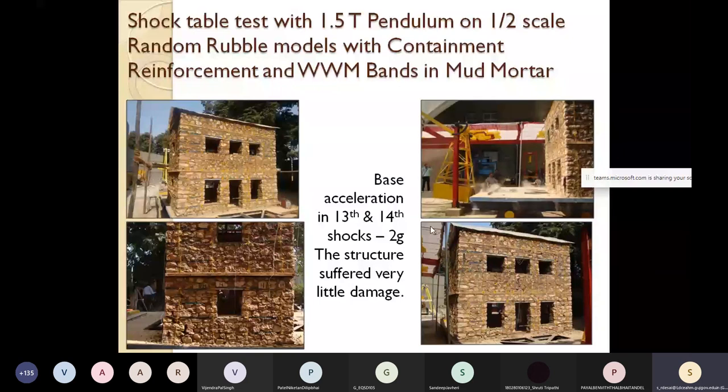So with this data and the analysis carried out by Professor Jagdish, we prepared a package. This was done for UNDP Nepal, or United Nations Development Program Nepal, with their support.